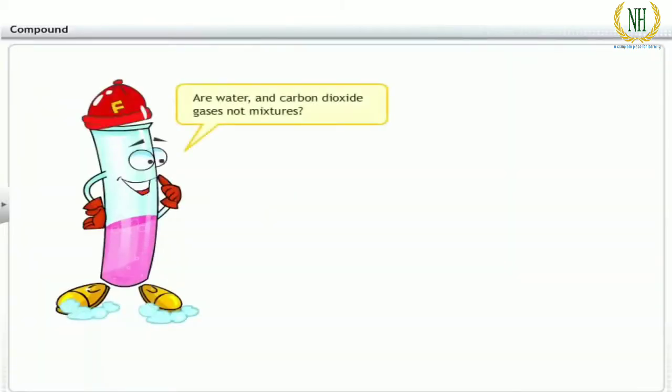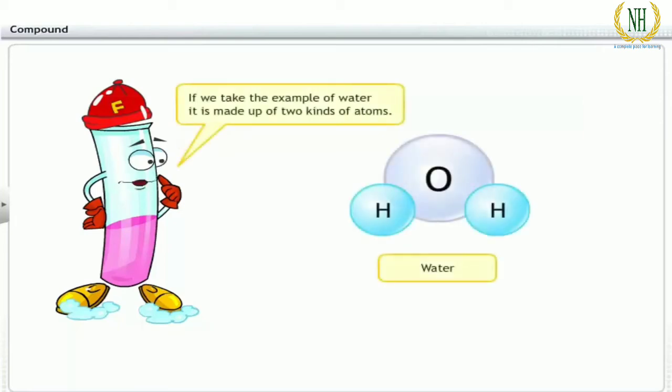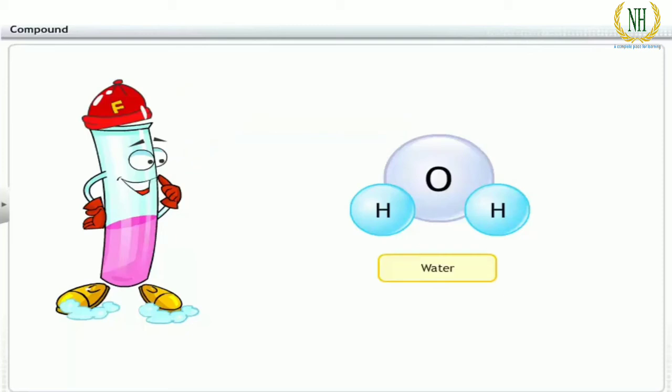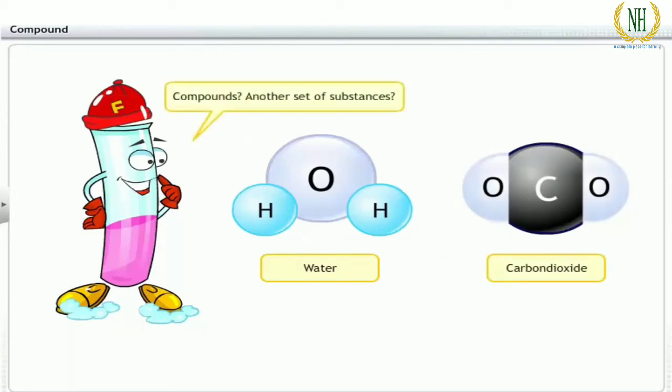Are water and carbon dioxide gases, not mixtures? No. Why? If we take the example of water, it is made up of two kinds of atoms. Yes, you're right. Water is made up of oxygen and hydrogen atoms, but still, it is a pure substance. How? Water and carbon dioxide are examples of compounds. Compounds? Another set of substances?